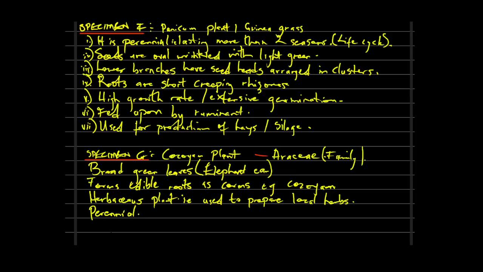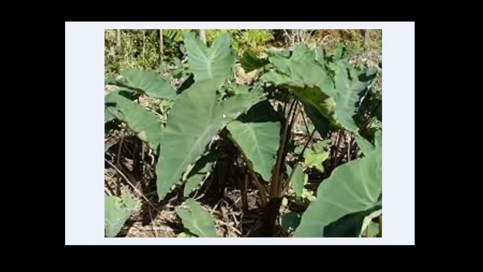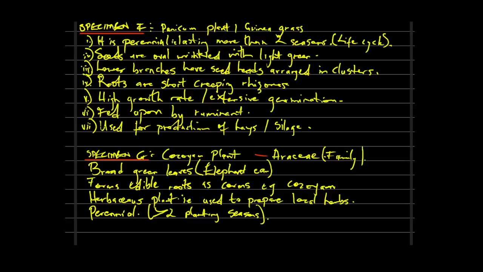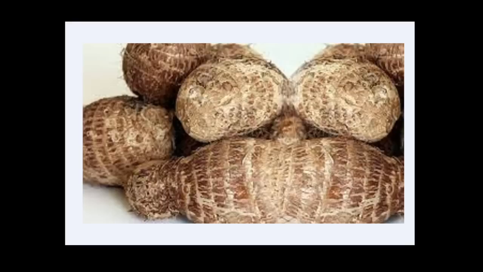It is an example of a perennial crop, telling us that it lasts longer than two planting seasons. So that is what specimen G is about, and we can see the picture right here. For that particular specimen, this is what its seed looks like, the storage food of specimen G, which is the cocoyam plant.